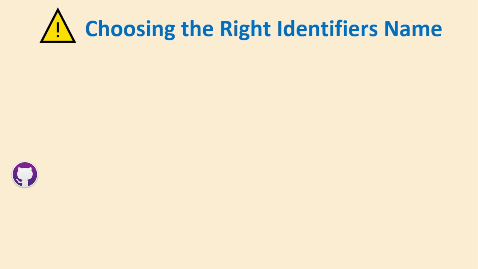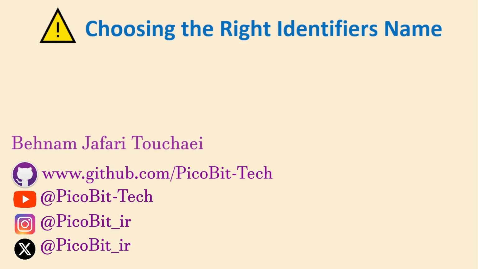How to write clean and readable code in C. Have you ever looked at someone else's code and struggled to understand what's going on? Writing clean and readable code is just as important as making it function correctly.